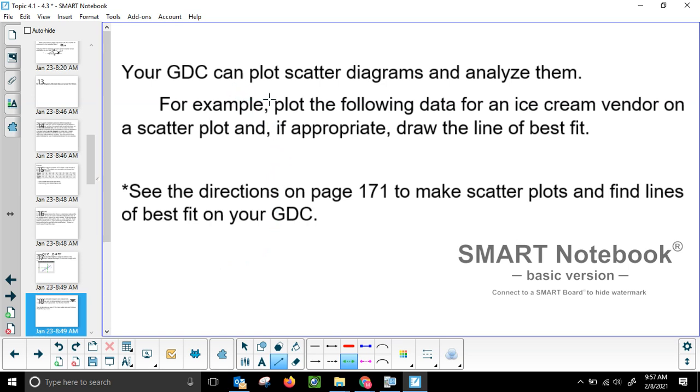Your graphic display calculator can plot scatter diagrams, which I just showed you how to do. For example, plot the following data for an ice cream vendor on a scatter plot, and if appropriate, draw a line of best fit. I'm not really going to go through that since I just showed you how to produce a scatter plot on the calculator. In a minute, we'll get to how the calculator can actually get you an extremely accurate line of best fit, but we'll get there.